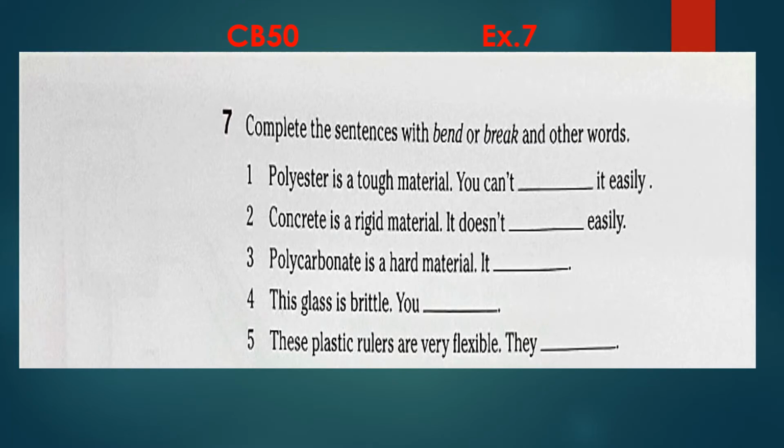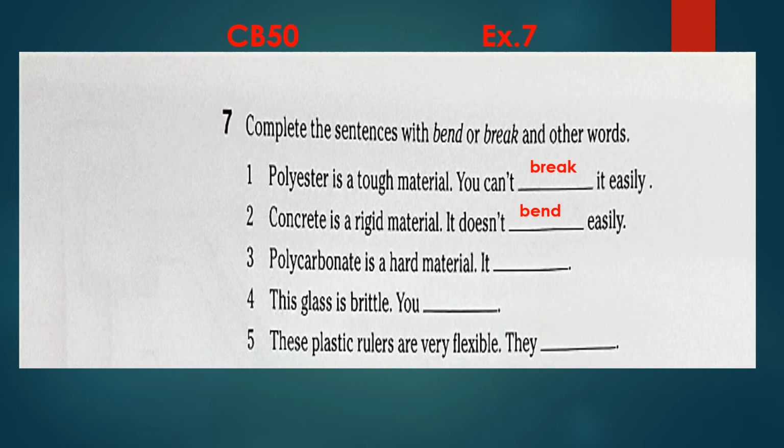Now let's move to page 50, exercise 7. Complete the sentences with bend or break and other words. Polyester is a tough material. You can't break it. Okay, we understand this because we used break because we have the word tough. It is tough, you can't break it. Concrete is a rigid material. It doesn't bend easily.